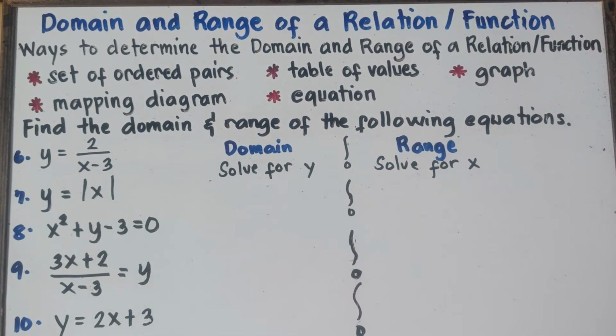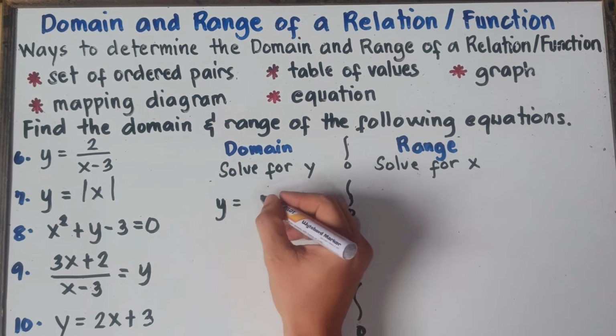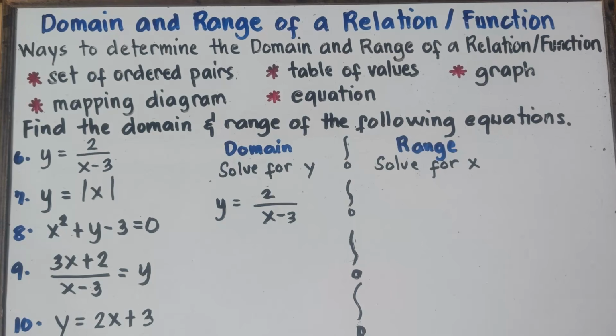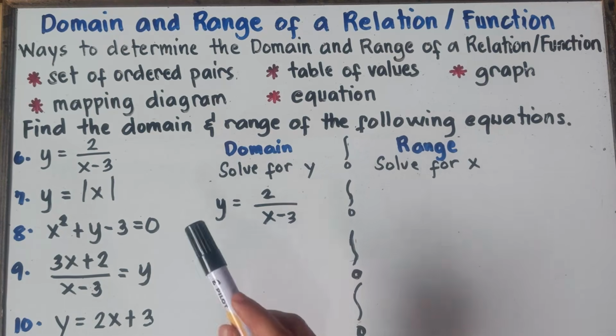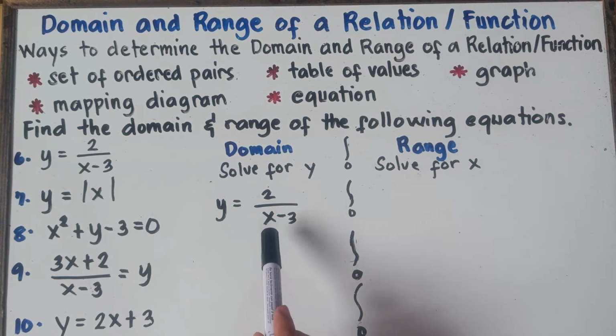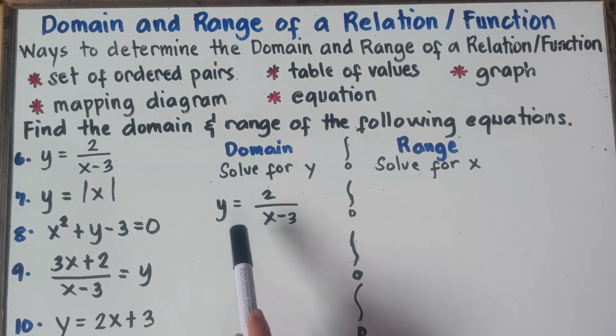So we have y equals 2 over x minus 3. Once again, class, to find the domain, solve for y in terms of x. Now, what will be the value of x? Once again, domain is the set of all x. What value of x gives you a valid answer for y?